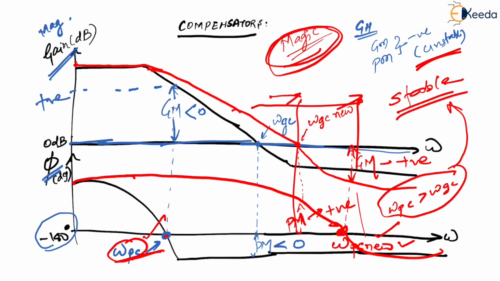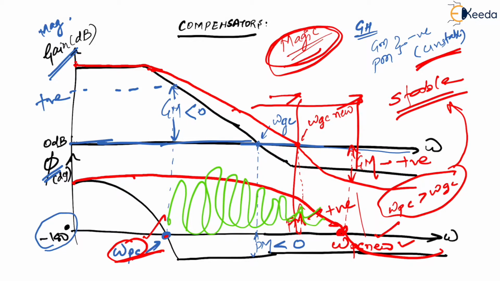What has been done? You have basically added some extra phase here. This phase was not there initially. You have added some extra phase, which means you have compensated for the missing phase, adding some new phase, or we can say that you are basically compensating for the missing phase. Hence, they are called compensators.